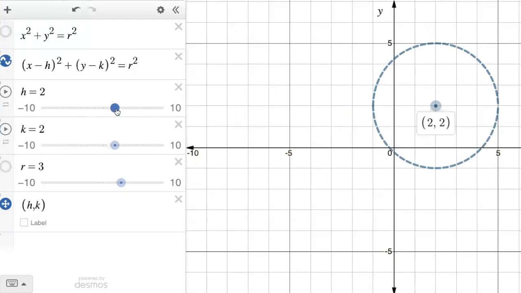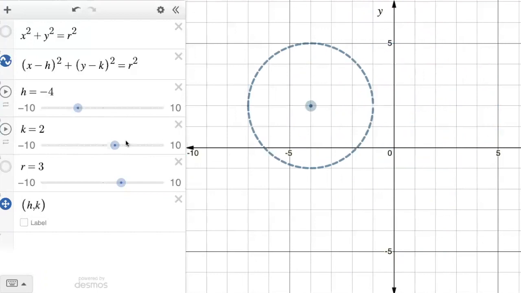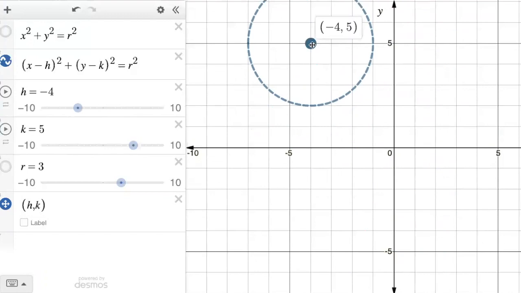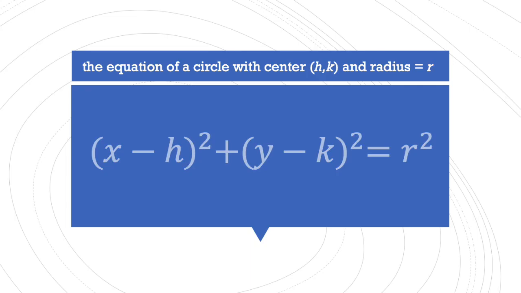This circle has a center of 2, 2, and it's 3 units from the center of the circle to the outside edge. I can move the center of the circle to -4, 5 by moving h to take on the value of -4 and k to take on the value of 5. So what we've just seen is when your center is located at the point h, k and the radius is r, the general equation for the circle will look like this: x minus h, the quantity squared, plus y minus k, the quantity squared, equals the radius squared.